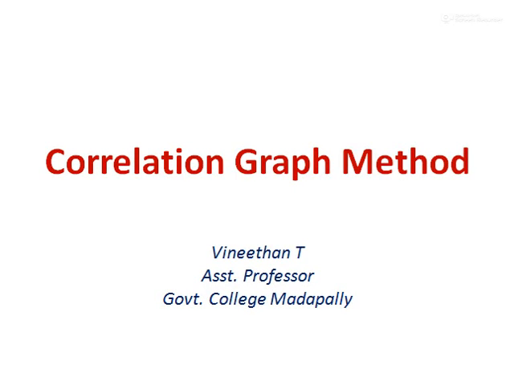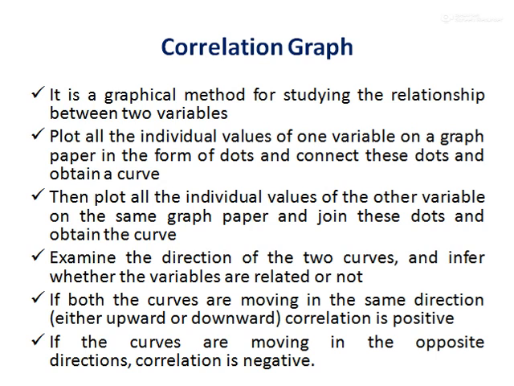Dear students, in the last class we discussed the scatter diagram method for analyzing correlation, and today we are going to discuss the correlation graph method. What is the correlation graph method? The correlation graph method is a graphical method for studying the correlation between two variables.